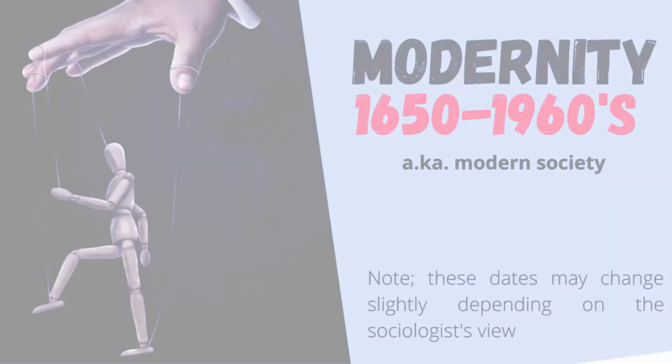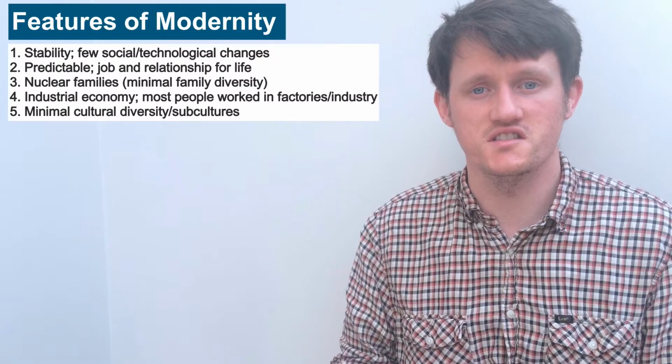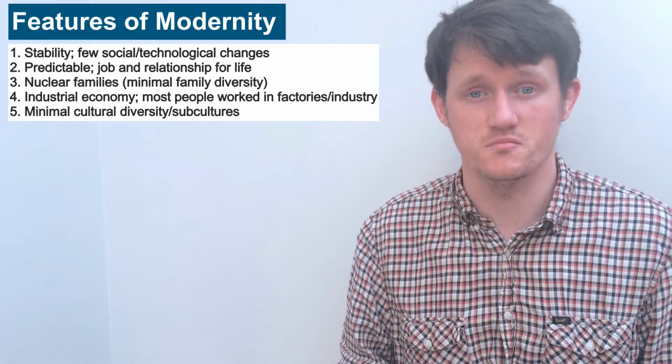Let's get started. Modernity or modern society refers to the period from 1650 to the 1960s. Now these dates may vary depending on the sociologist's viewpoint. We need a sound knowledge of the features of modern society because postmodernists believe these features no longer accurately describe or explain society today. Modern society can be characterised by its stability and predictability.